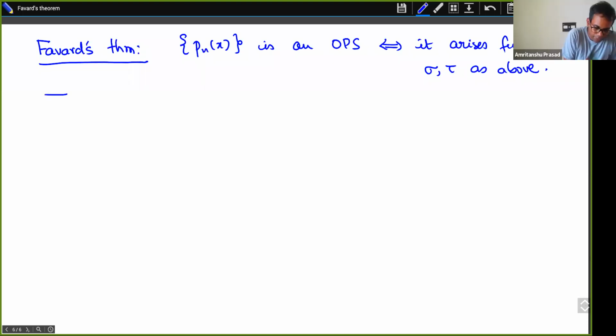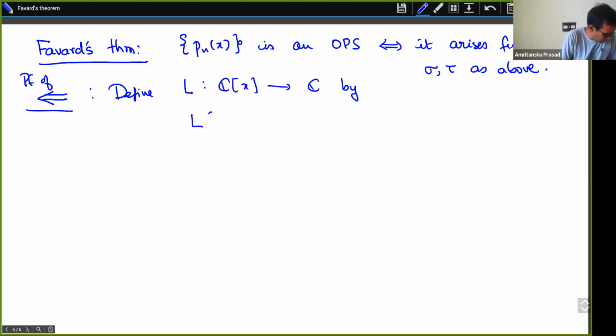So let's first prove this. Firstly, we have given sigma and tau. We need to define L. So we just define L of x to the n to be the generalized Catalan number Pn. And now we need to check that this sequence will be orthogonal with respect to this linear functional.